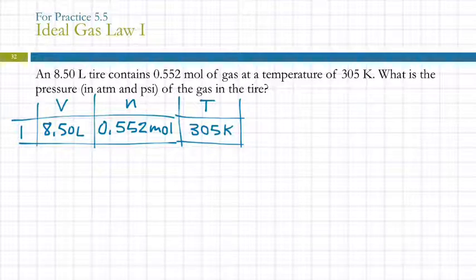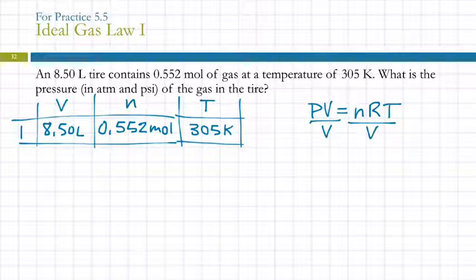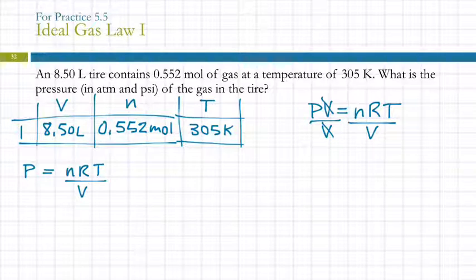Okay, so we need the ideal gas law. PV equals nRT. What are we trying to find? The pressure. So we need to take this equation, rearrange it, solve for P. So I want to get rid of V, so I'm going to divide by V on both sides, right? So now I've got P is equal to nRT over V. What's R? The ideal gas constant.